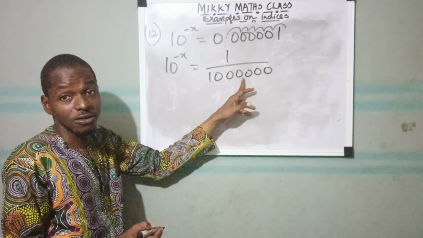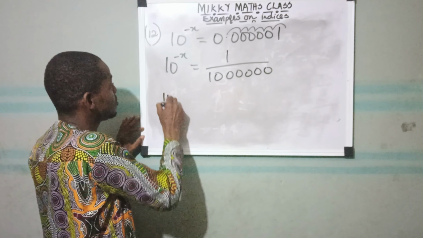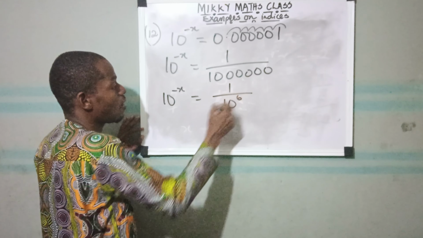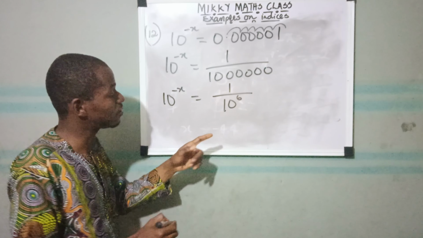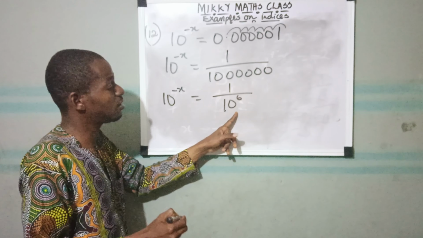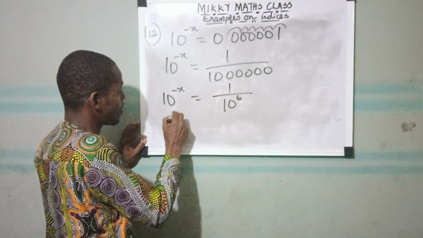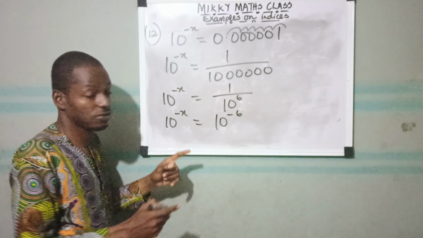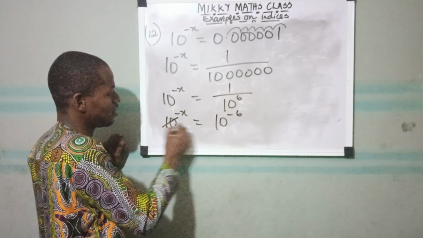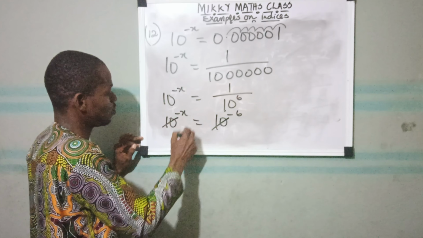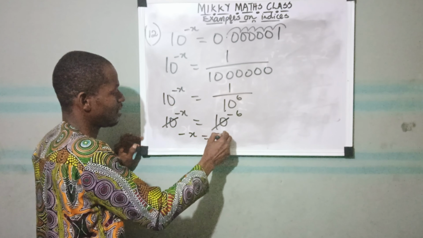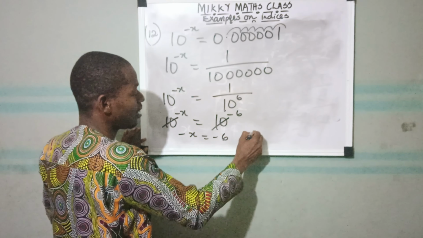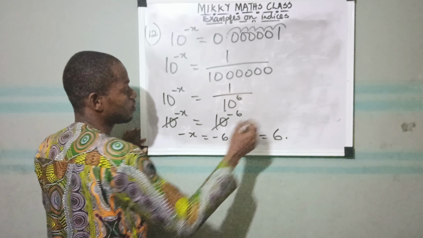This is 1 million. And 1 million can be written as 1 over 10 raised to the power of 6, because I moved this 6 times. Now take the reciprocal of this. This becomes 10 raised to the power minus x is equal to 10 raised to the power of minus 6. Now 10 cancels 10. So this is minus x equal to minus 6. Divide through by minus 1. So our x will be equal to 6.